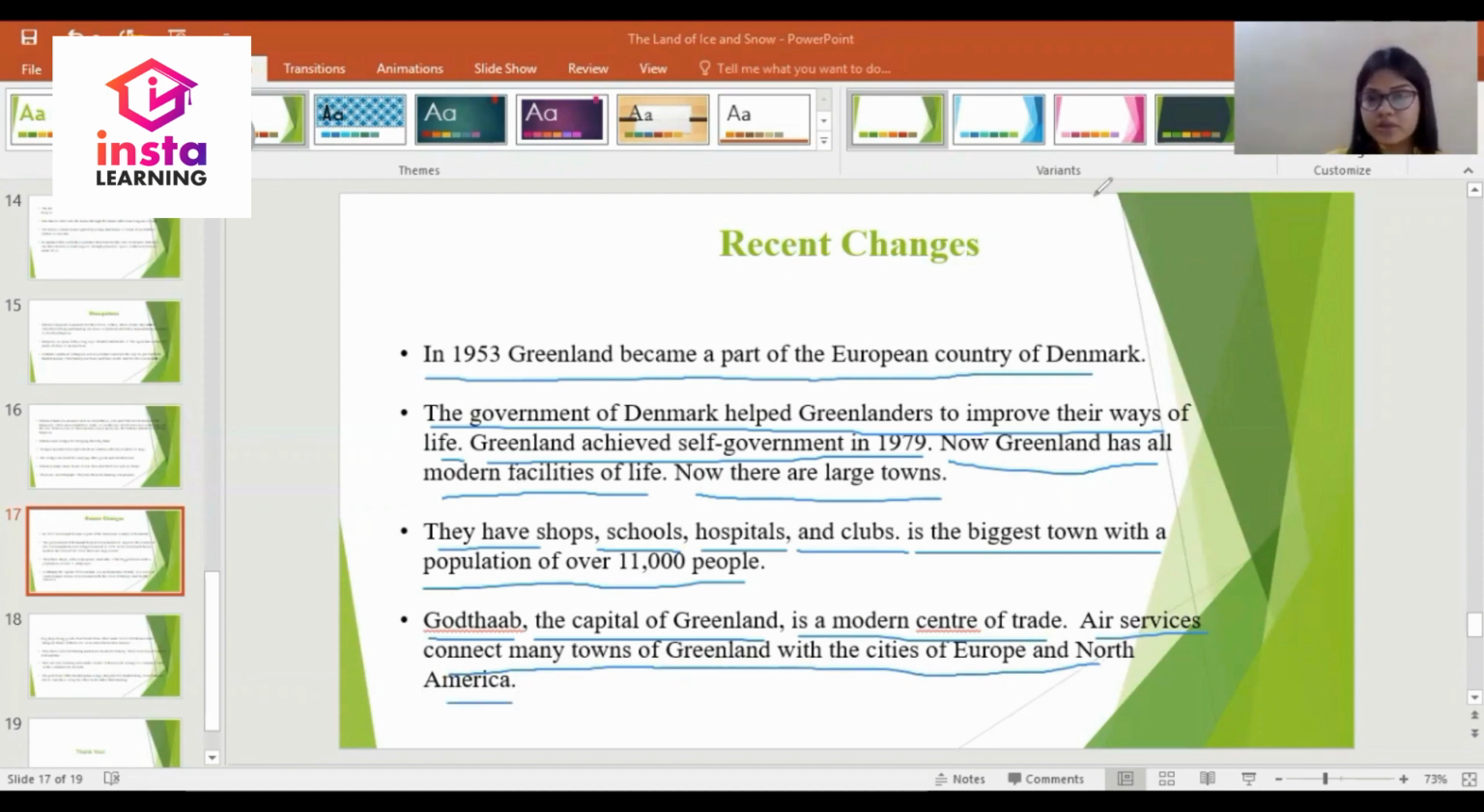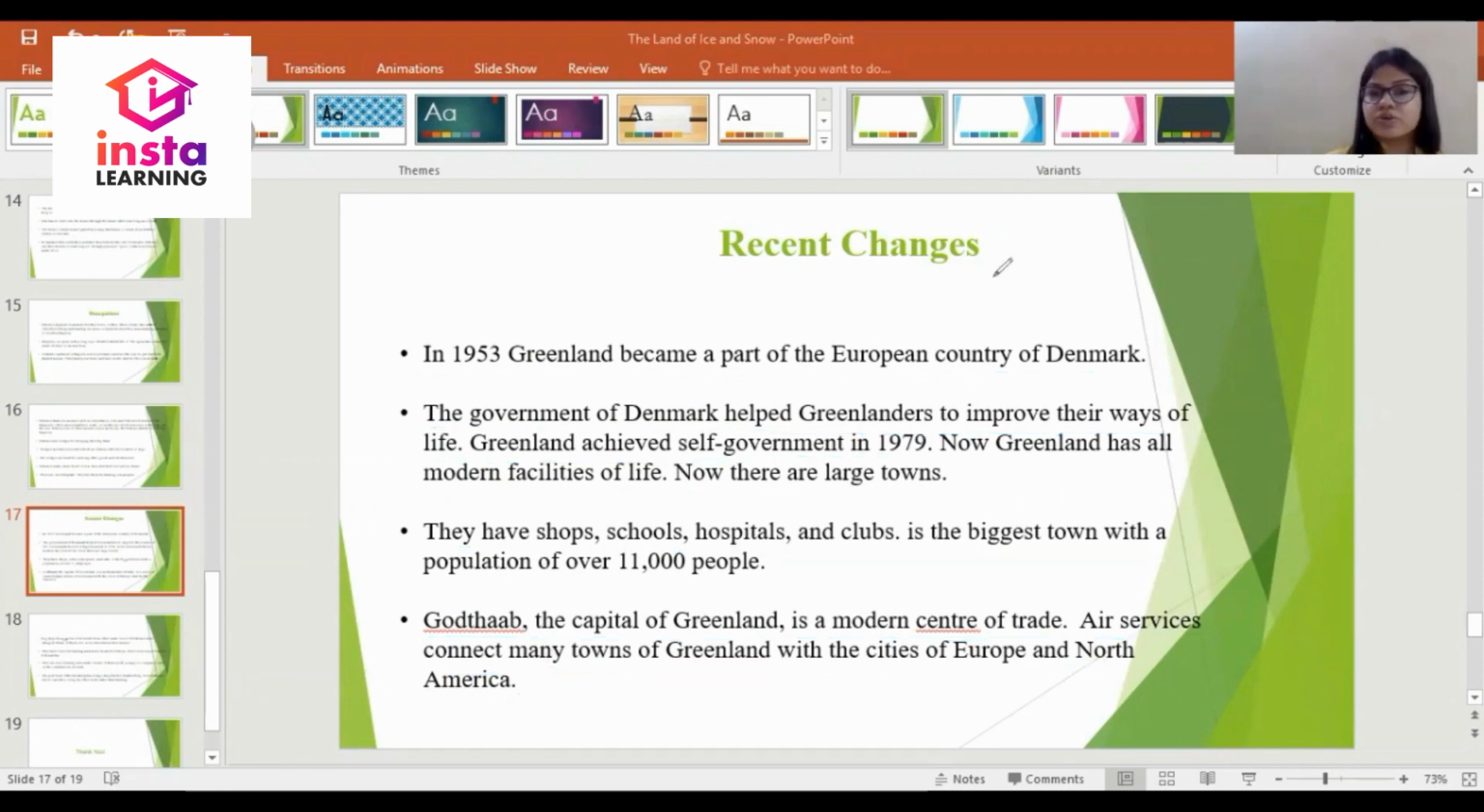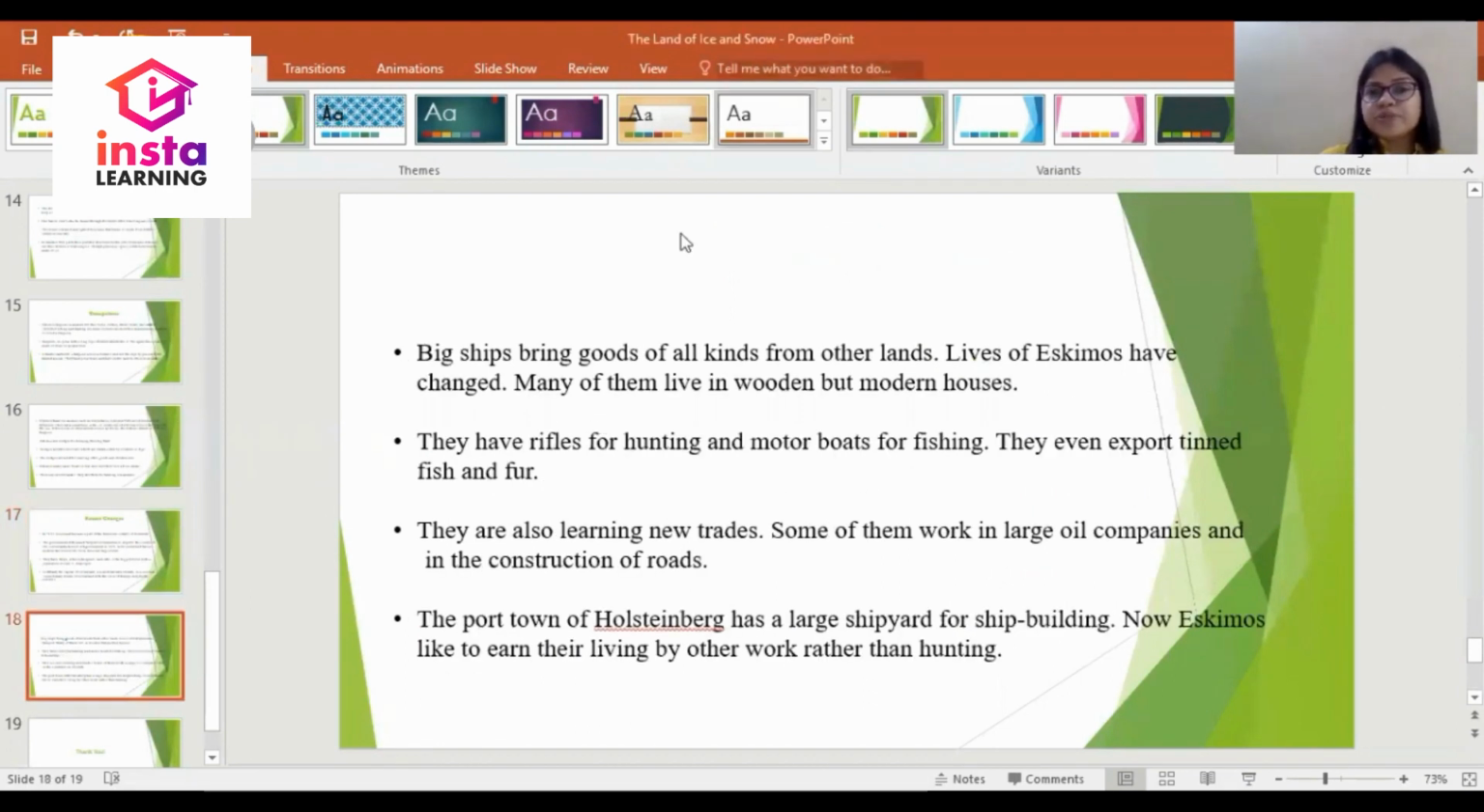So let's move ahead to understand more recent changes. Big ships bring goods of all kinds from other lands. Lives of Eskimos have changed. Many of them live in wooden but modern houses. They have rifles for hunting, motor boats for fishing.